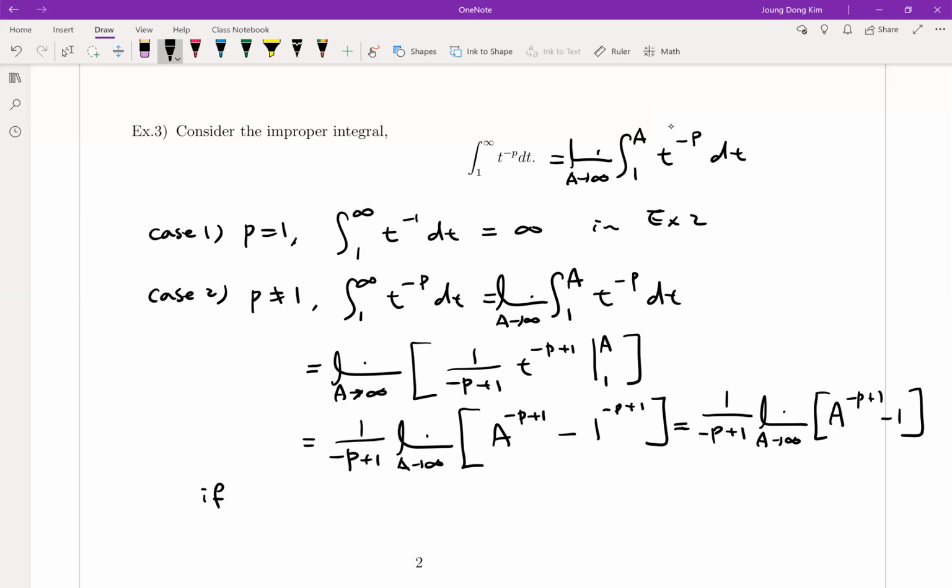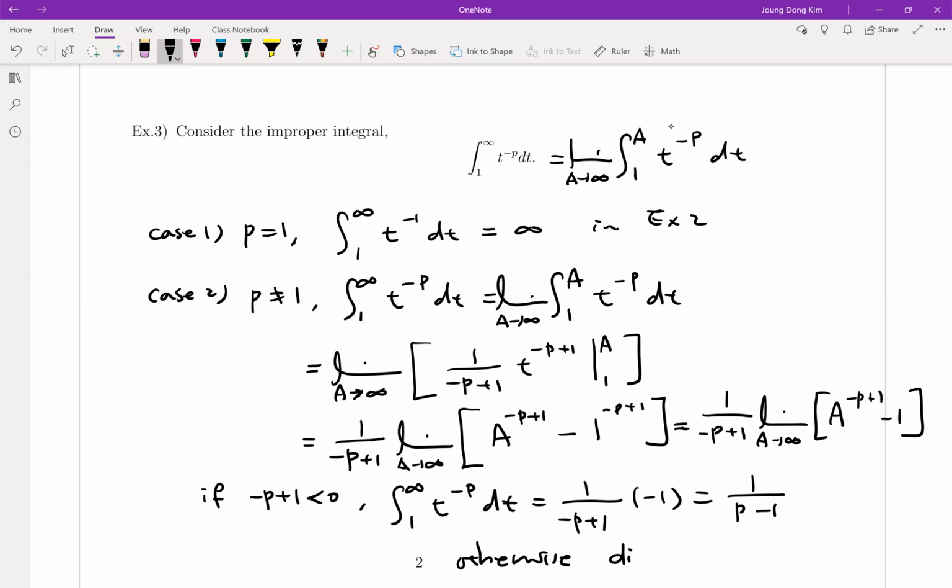If your exponent, which is minus p plus 1, is negative, then what happens? The integral from 1 to infinity of t to the minus p dt is equal to 1 over minus p plus 1 times negative 1, right? You understand what I'm saying? When this exponent is a negative value, then infinity to the negative power is 1 over infinity, which is equal to 0. That's why we don't have that part, okay? And that is equal to 1 over p minus 1, right? But the other case definitely diverges, okay? So we are not interested in the divergent case, okay?